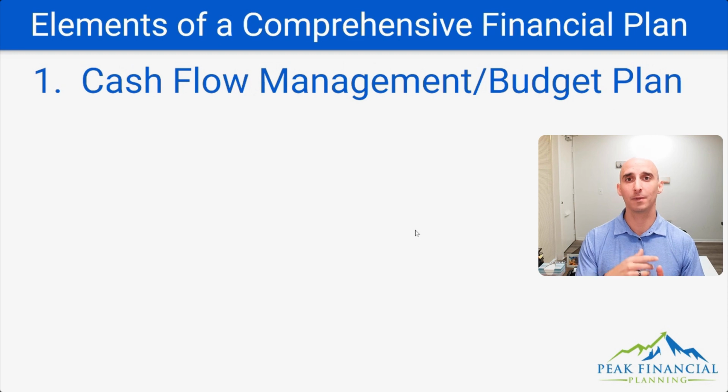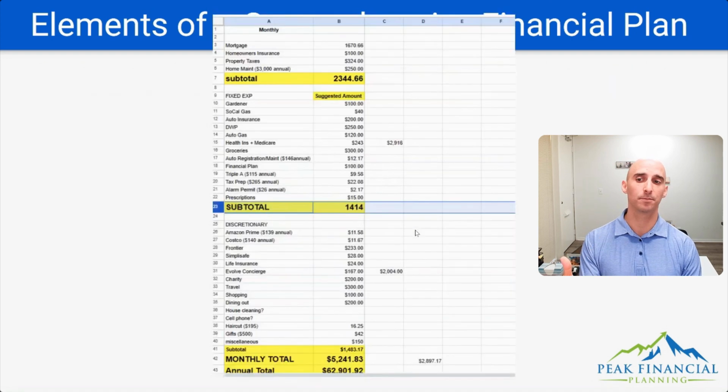Financial independence for you may be retiring early at 45 and traveling the world, or it may be retiring in a more traditional manner at 60, 65, or 70 and doing what you like with your free time. But really what it is, you're stopping trading your hours for dollars and using saved assets to support your lifestyle. So the first element of this plan is a cash flow management or budget plan.